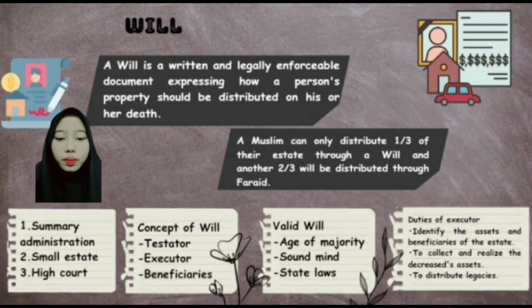There are requirements of a valid will. The first one is age of majority, must be 18 years old or older to legally execute the will. Next, sound mind, must understand the act of the will and know the value of the property and who they are willing it to. The last one is state laws. Typical requirements include the will being in writing and signed in the presence of witnesses.